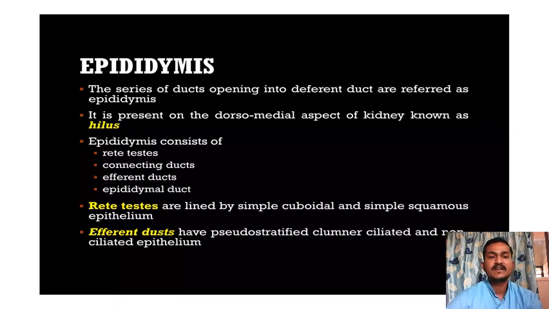Epididymis consists of what? It consists of four parts. First is the rete testis, second the connecting duct, third the efferent duct, and fourth the epididymal duct. The rete testis is lined by simple cuboidal and simple squamous epithelial cells. Then next is the efferent duct. The efferent duct has pseudostratified, predominantly ciliated and non-ciliated epithelium.